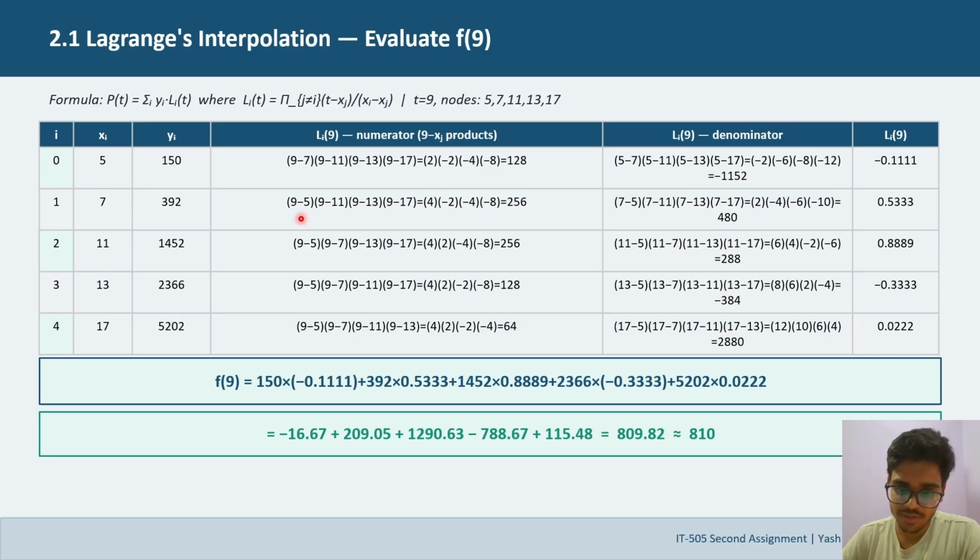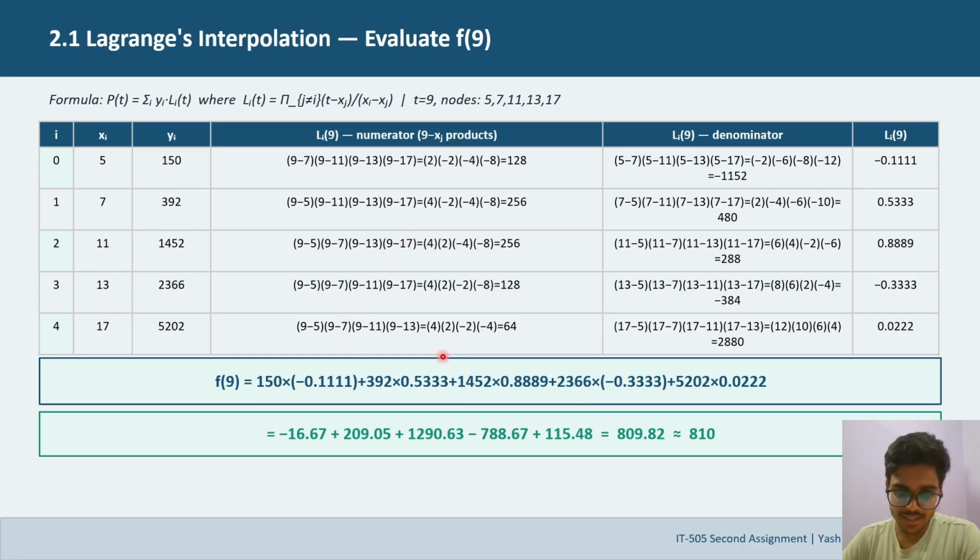There are 4 negatives, so they multiply to positive. So 2 times 6 is 12, times 8 is 96, times 12 is 1152. So L0 of 9 equals minus 128 divided by 1152, which is minus 0.1111. Similarly for L1, L2, L3 and L4.